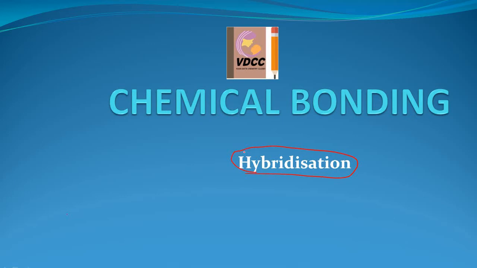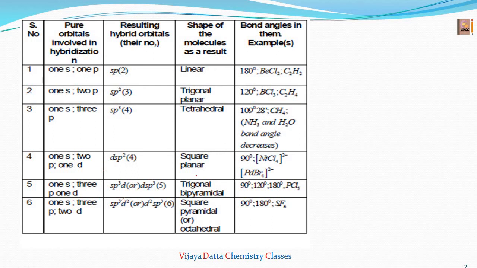Hybridization is very important because even while doing inorganic and organic problems, they ask you to calculate its hybridization, percentage of s character, percentage of p character, and its bond angle. Everything depends on the hybridization only. So let us see how to calculate the hybridization and the types of hybridization.